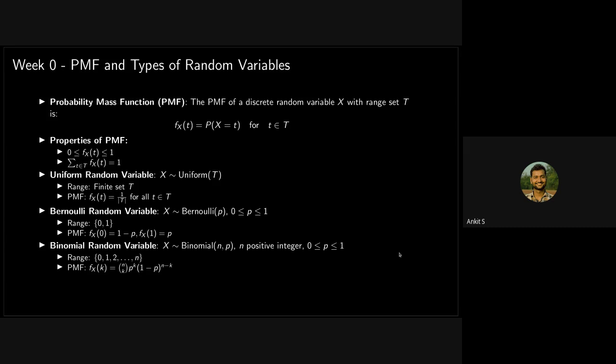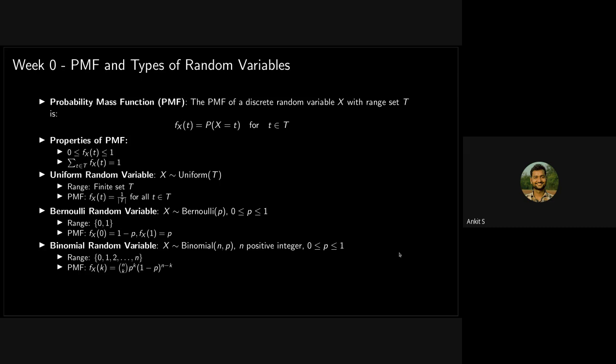Then we have some examples of random variables. So we saw the example of a coin toss. In case of a fair coin, it is a uniform random variable. Why? Because all of the values taken have equal probability.